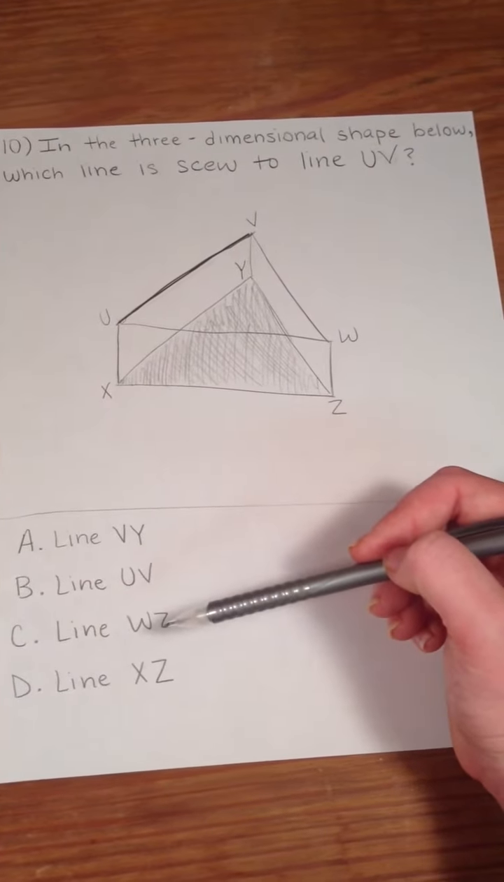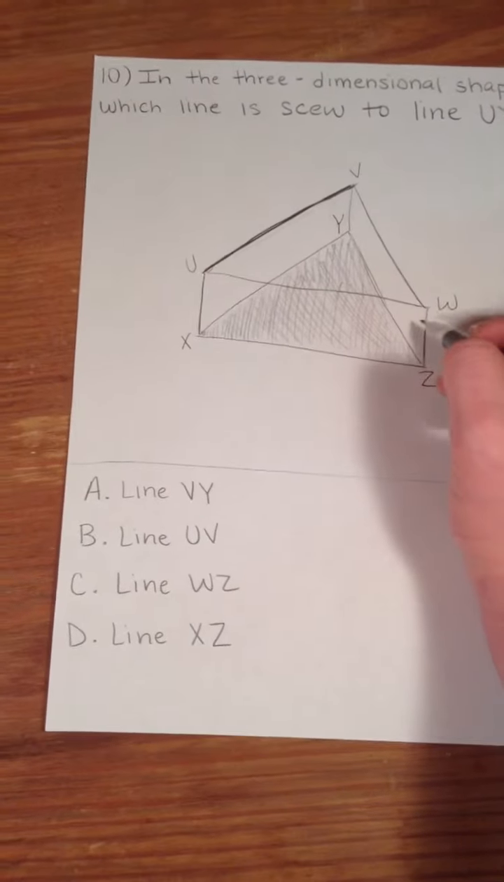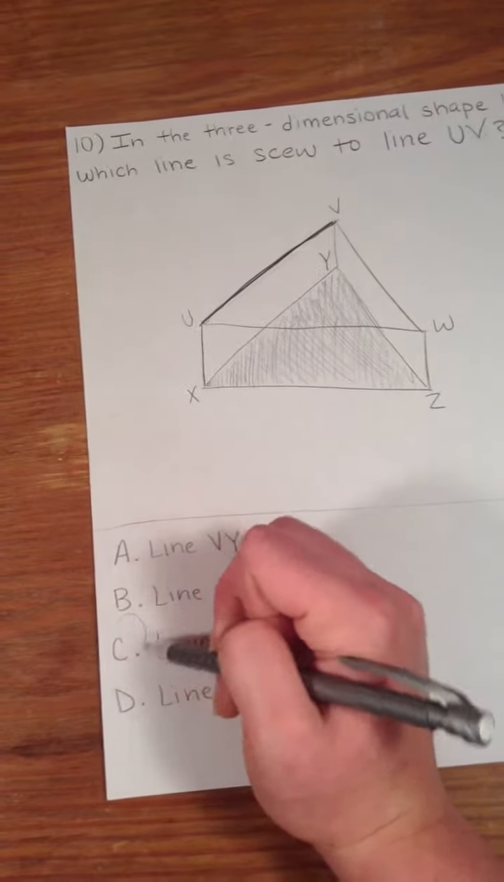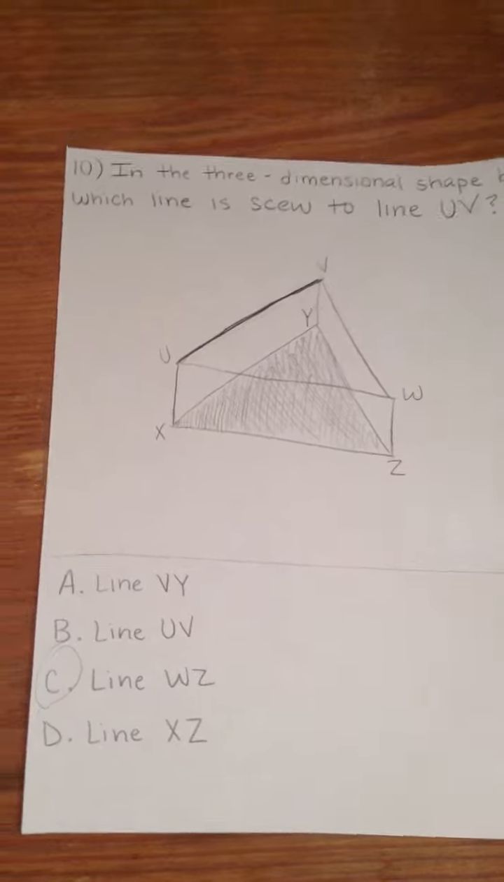Choice C is line WZ. We'll see that WZ isn't touching UV, and it's not going in the same direction. So that means that WZ is skew to UV. So C is the answer to number 10. So basically, what you have to do is just remember the definitions and you'll be okay.